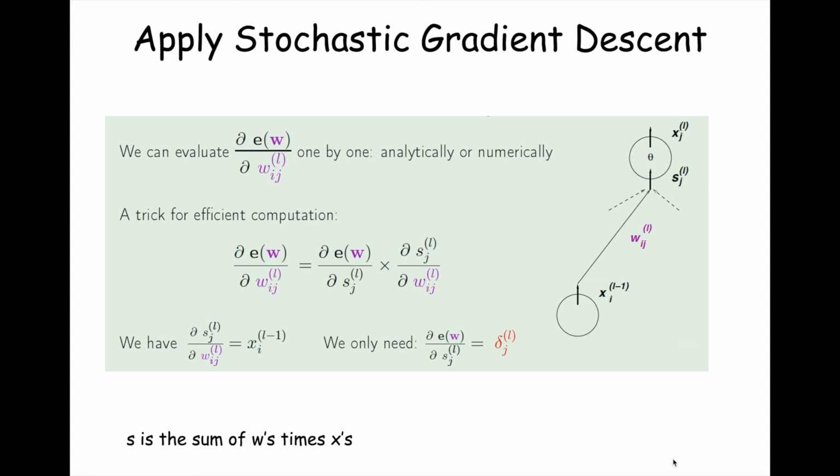And so the output is related to the signal through this nonlinearity, and the signal is related to what comes before it through this weight vector. And this weight vector is exactly what we want to know as we vary it. How does error change? Okay? All right.